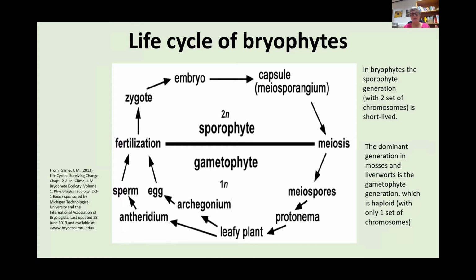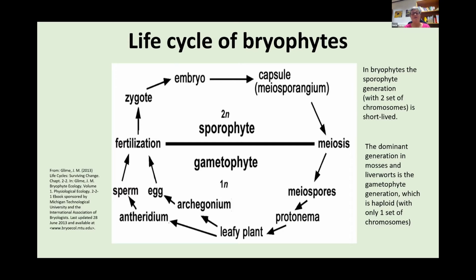When it's the right time for it, it will then produce the gametangia, which are the bits that will produce the sperm and the egg. The name for the gametangia in bryophytes is archegonium for the female and antheridium for the male. So the antheridium will produce sperm and the archegonium will produce an egg.